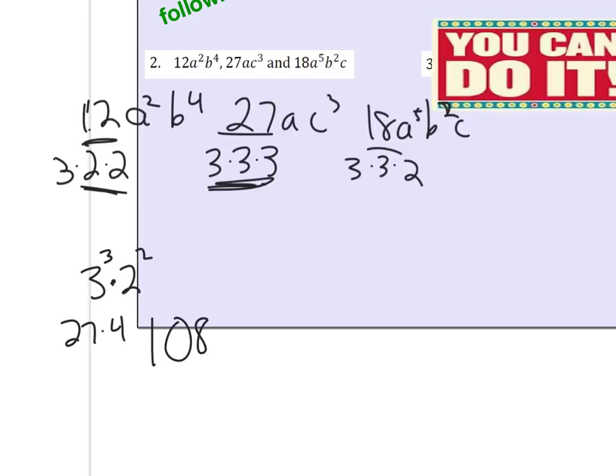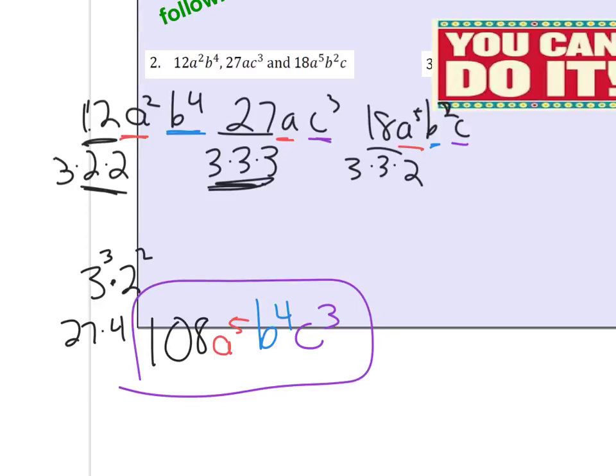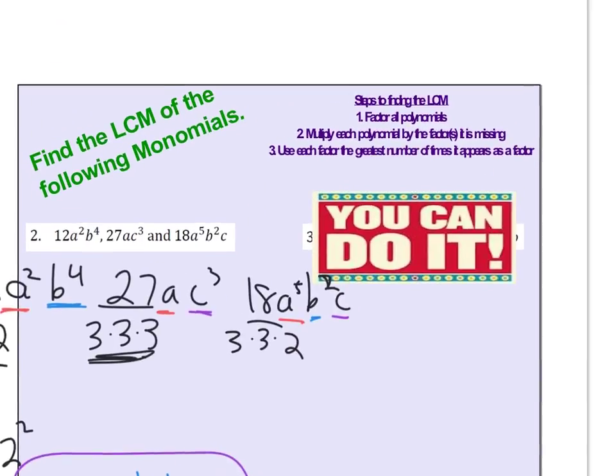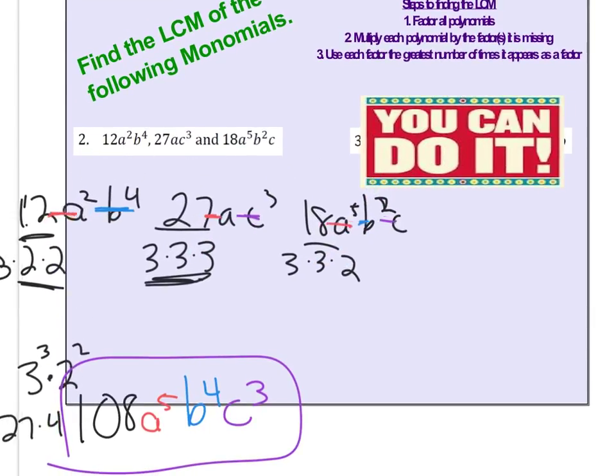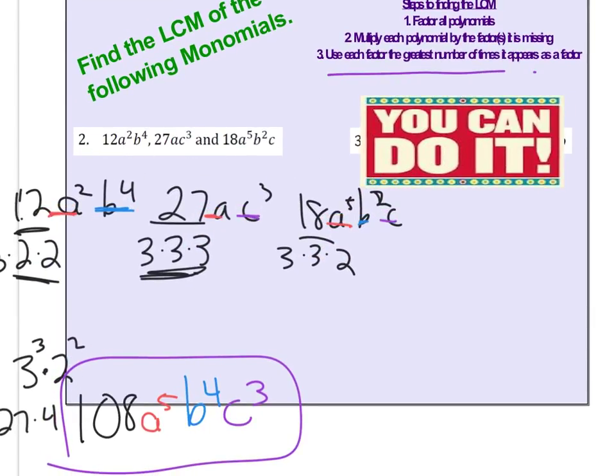And 27 times 4 is going to be 108. Now I look at, for a, what is the most number of times a shows up? That would be a to the fifth. For b, b to the fourth, b squared, so that would be b to the fourth. And c only shows up there, and it's c to the third. So there would be my least common multiple. If I multiplied all those things together, that's what I would get. All right, so again, factor, multiply each polynomial by the factor it's missing. Use each factor the greatest number of times it appears. That's kind of what I'm looking at, this part 3 here.